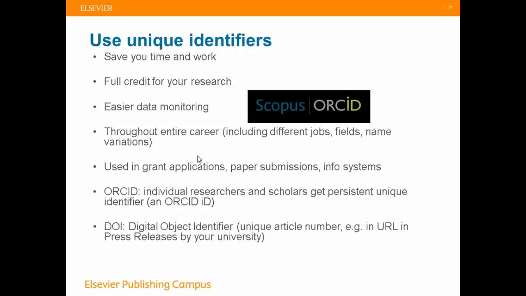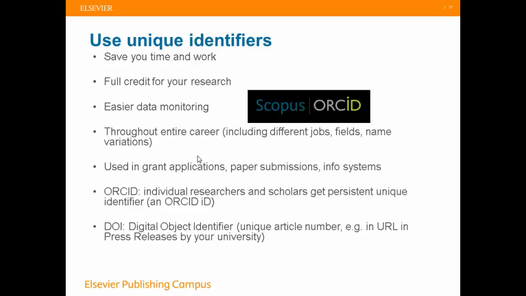So coming to some conclusion, this is the final one before the conclusion slide: make sure you use unique identifiers. They save you time and work. They give you full credit for your research, because by using this ORCID ID, for example, you will not lose any of your articles when it comes to metrics. And it also makes your life much easier to monitor your data. It will stay with you for your entire career. It doesn't make a difference if you change jobs, or if you change field, or even if you use different name variations. This unique number will always stay and will always bring all the data together.